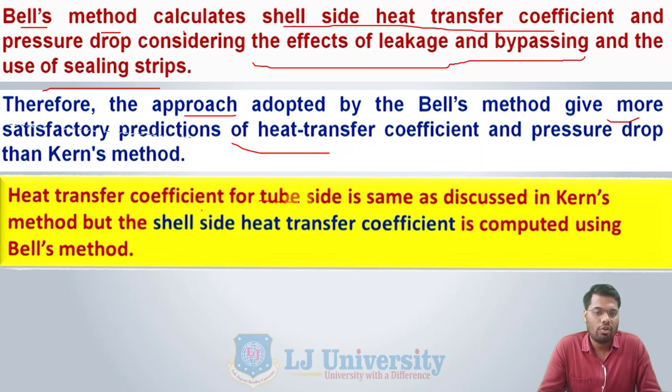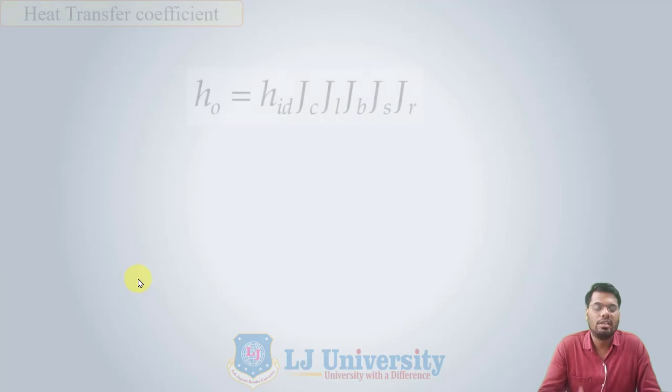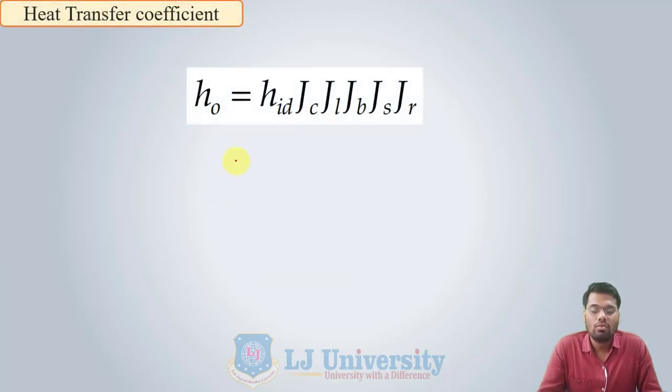The heat transfer coefficient for the tube side is the same as discussed in Kern's method, but the shell side heat transfer coefficient is computed using Bell's method, which gives more accurate results. So how do we calculate the heat transfer coefficient using Bell's method? This is the simple equation by which we can calculate the original heat transfer coefficient for the shell side: it is equal to the ideal heat transfer coefficient multiplied by the different correction factors.